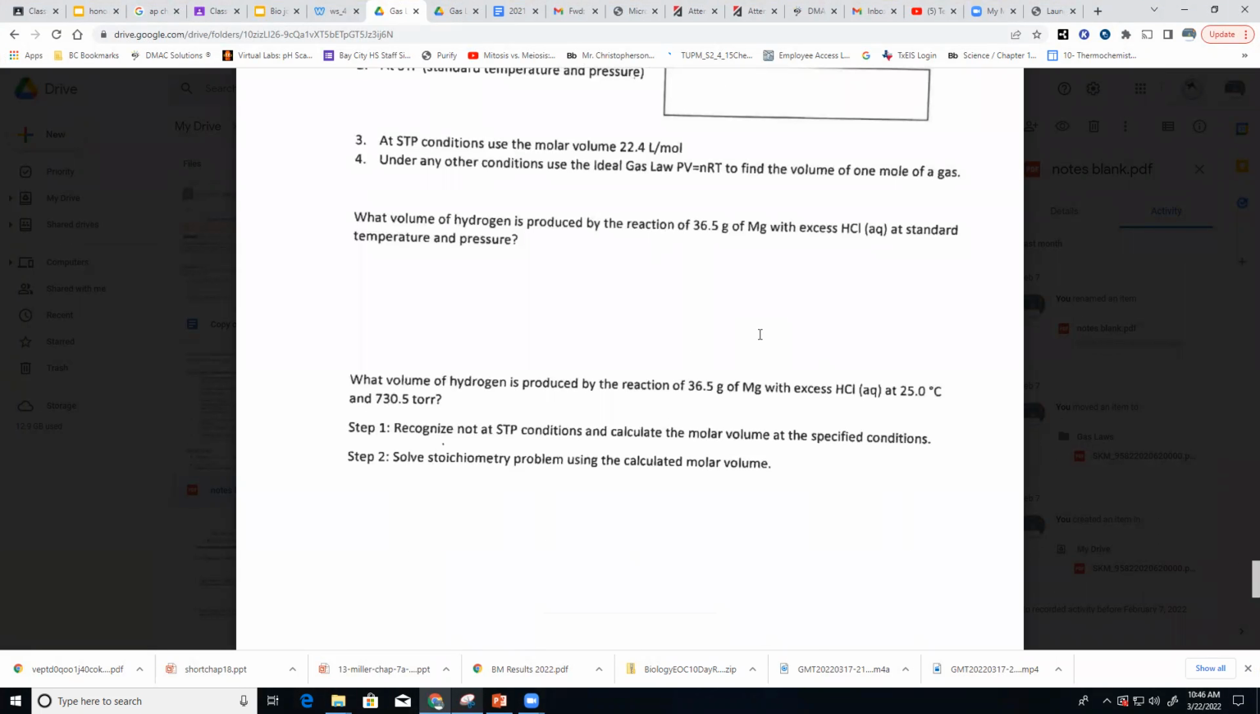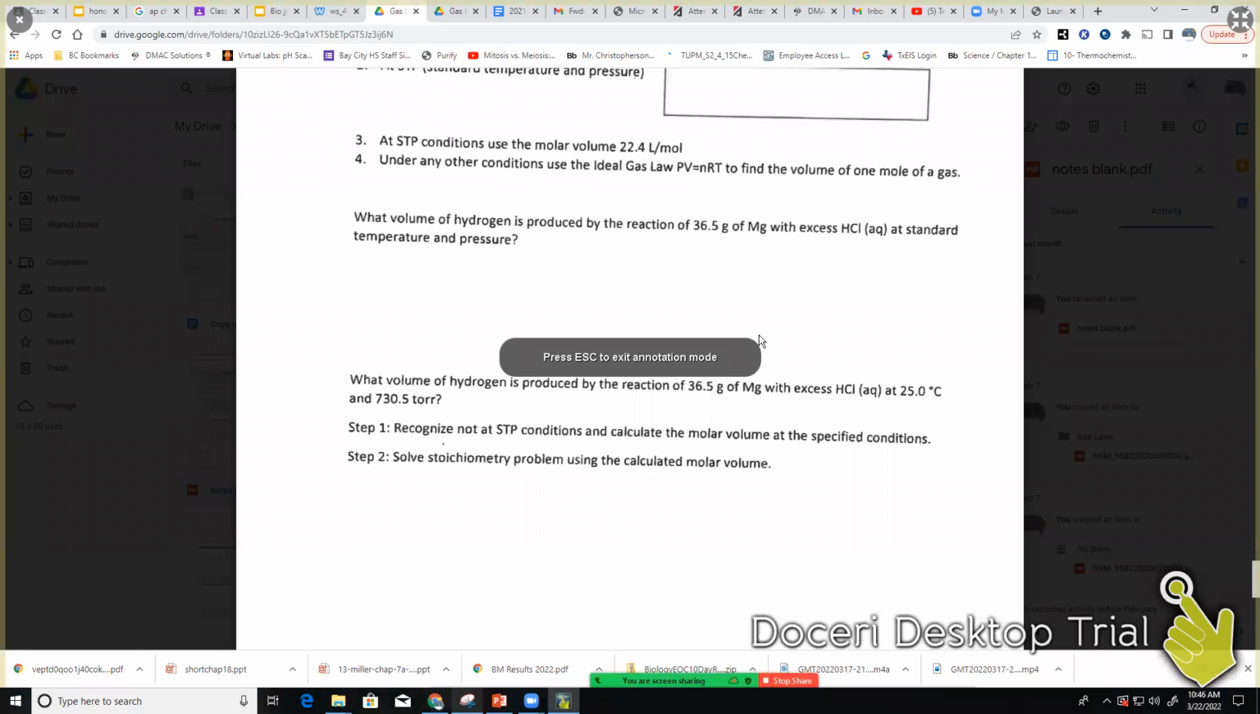All right, it says what volume of hydrogen is produced by the reaction of 36.5 grams of magnesium, which is a solid piece of metal, with excess hydrochloric acid in an aqueous or water solution at standard temperature and pressure. So the first thing that I notice, it's at STP. I'm interested in volume, so I should be able at some point to use 22.4 liters per 1 mole. Just kind of get my mind thinking about that.